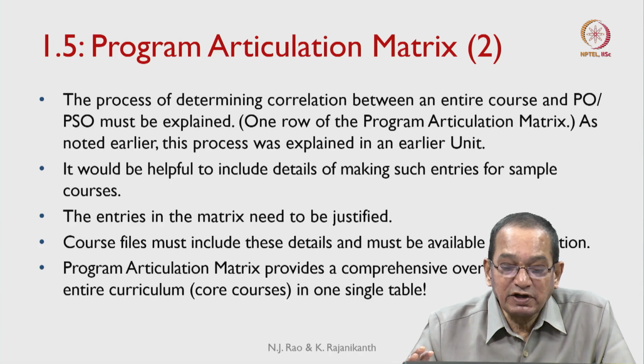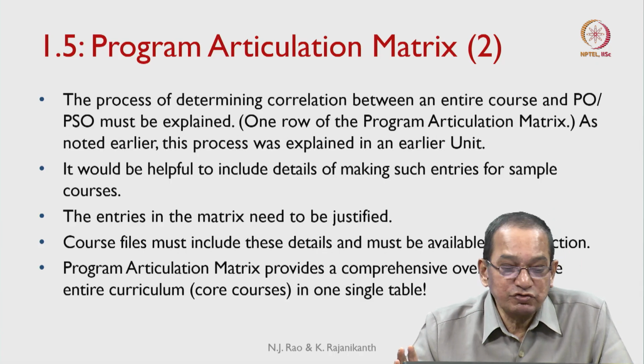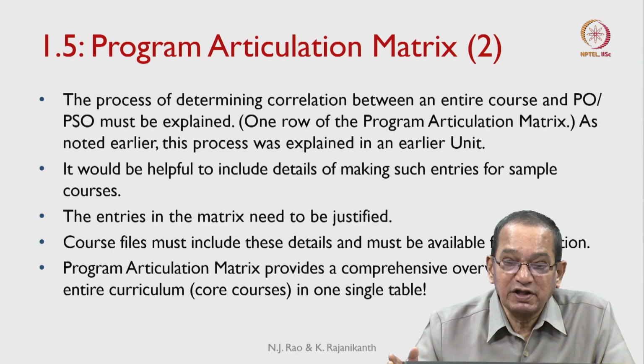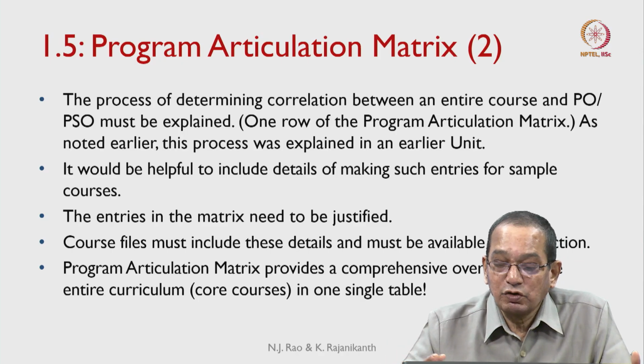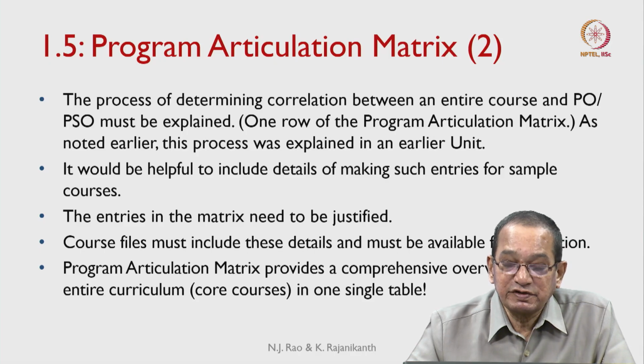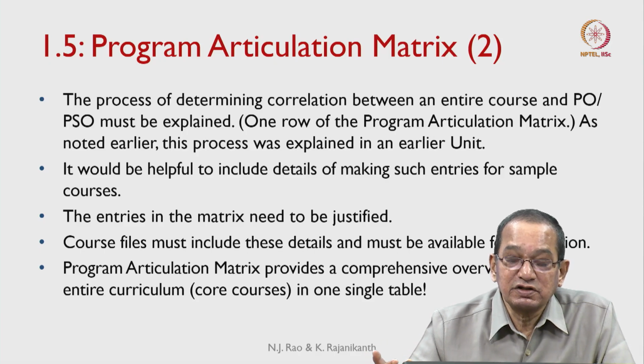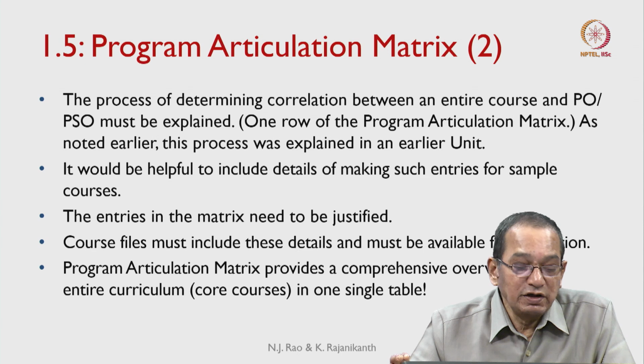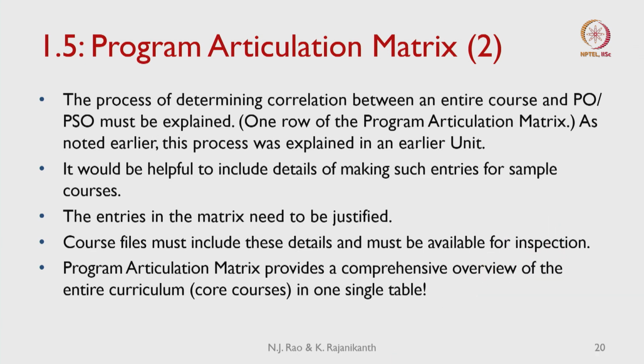So, the process of determining correlation between an entire course and PO, PSO must be explained, as I just now mentioned, one row of the program articulation matrix. As noted earlier, this process was explained in the earlier unit on the general OBE, and it would be helpful to include details of making such entries for sample courses in order to explain to the visiting committee, provide certain samples worked out clearly, how that mapping has been done. The entries in the matrix need to be justified.